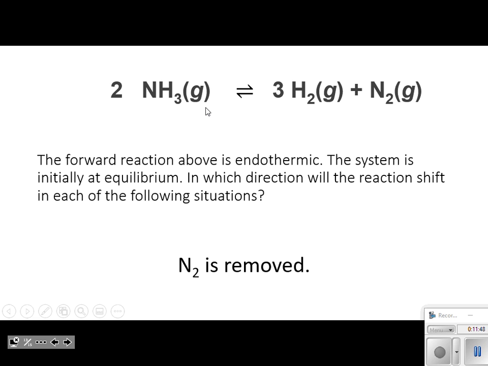N2 is removed. It's going to drive it towards the... What do you think, Code? Why would you be wrong? If I take away N2 right here, what way is my teeter-totter going to go? It's going to go up right here, right? So it's going to drive it to the forward. You're absolutely correct.